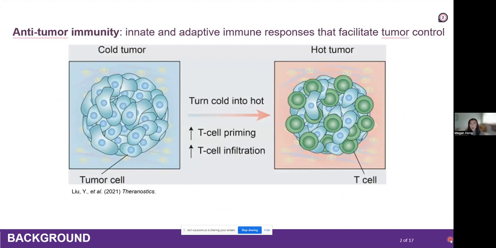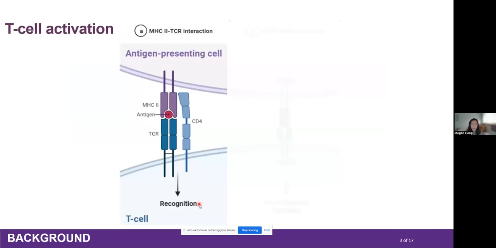And T cells are a major player in this, as they have the ability to recognize cancer cells from healthy cells and eliminate them. Now, in order to turn a cold tumor hot, one of the most important parts to that is being able to increase T cell activation, which would lead to their expansion and infiltration into the tumor. Now, in order for a T cell to be activated, a couple of things must happen.